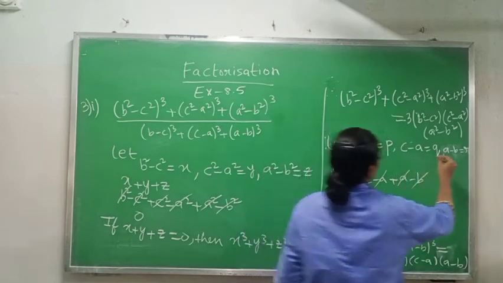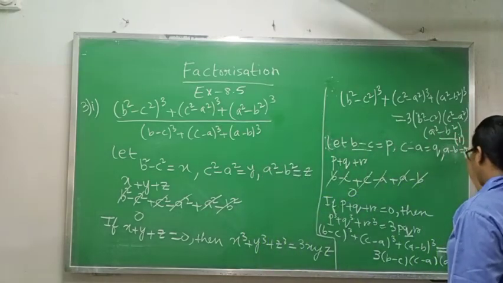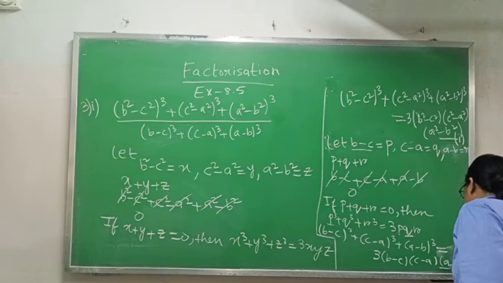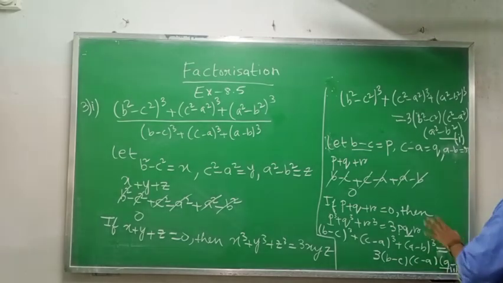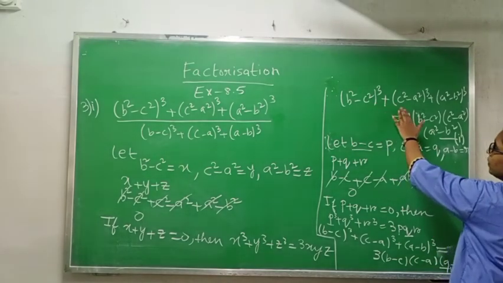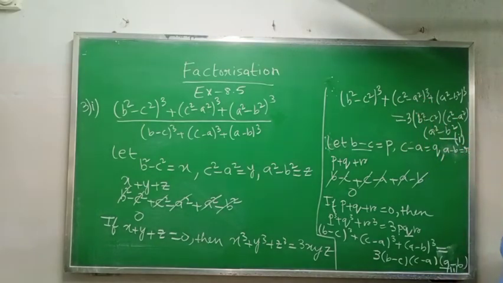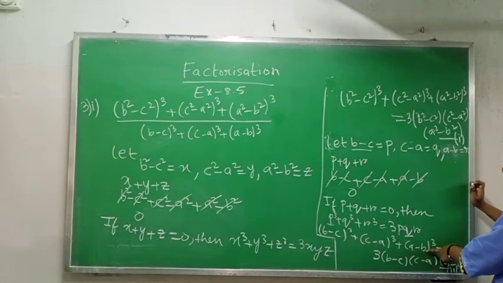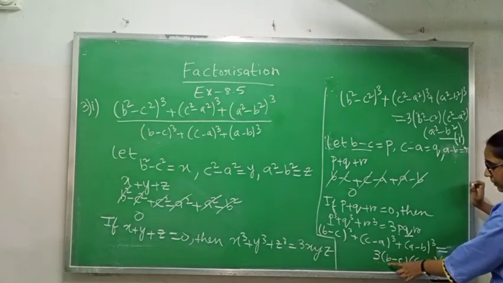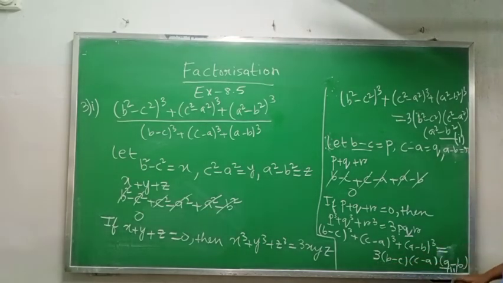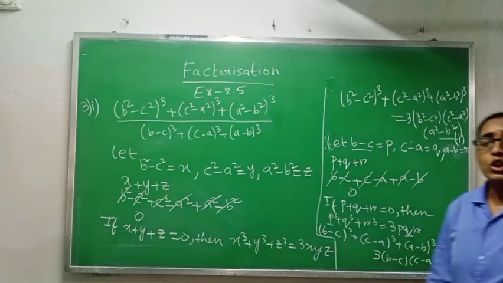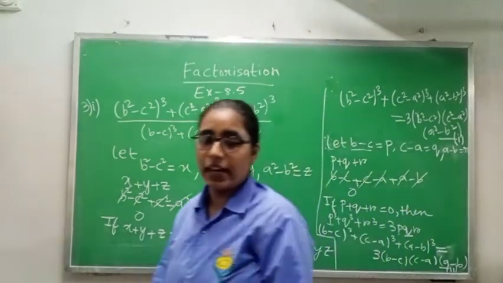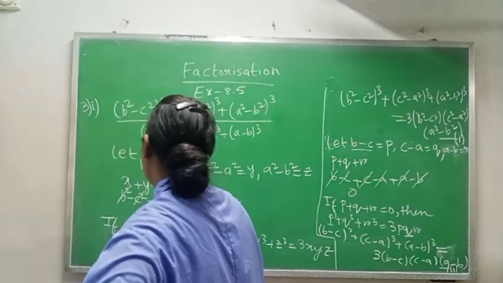Do one thing, give equation 1 and this one 2. Why am I giving them? Because in place of (b² − c²)³ + (c² − a²)³ + (a² − b²)³ I will put this one, and in place of (b − c)³ + (c − a)³ + (a − b)³ I will put 3(b − c)(c − a)(a − b). That is why I am giving equation 1 and equation 2, so that we understand from where we are writing this term in place of the given term.